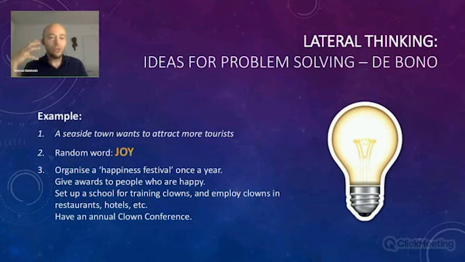And you might think of, well, as you're following the more flat activation, the nodes in your brain around what is joy, how could it be used, you might organize a happiness festival once a year in that town. You might give awards to people who are happy. You might set up a school for training clowns and employ those clowns in restaurants and hotels. You might have an annual clown conference. So all of that just inspired through the word joy and the connections you can make to improve the town's tourist situation. Okay, so I hope you get a sense of how that works.